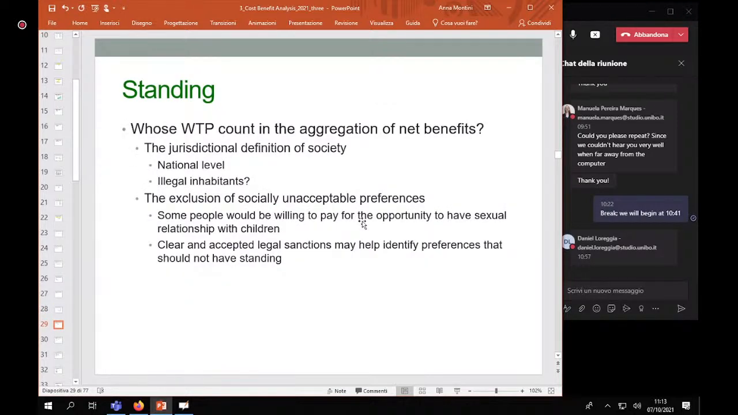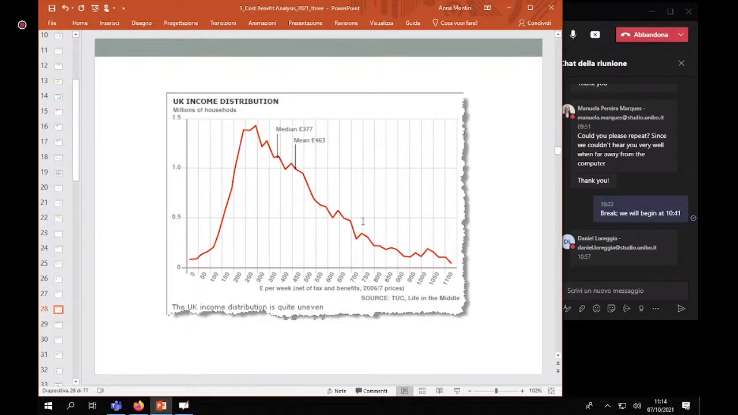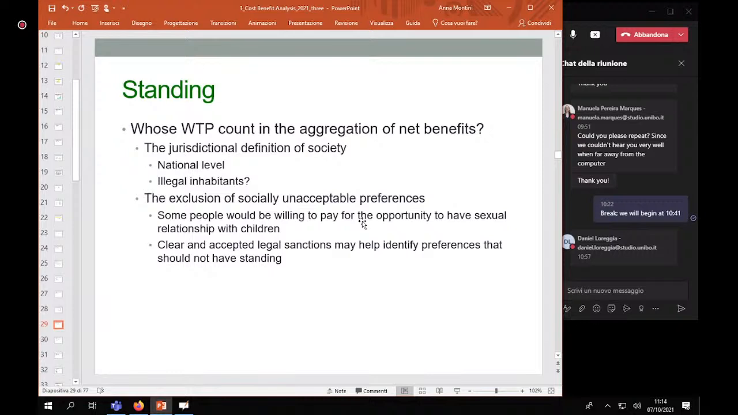What about the standing issue? The median, the mean and the distribution of wealth have effects on the willingness to pay and on the future value that I can consider to ask people to pay. But the standing issue is a different issue. Whose willingness to pay counts in the aggregation of net benefits?